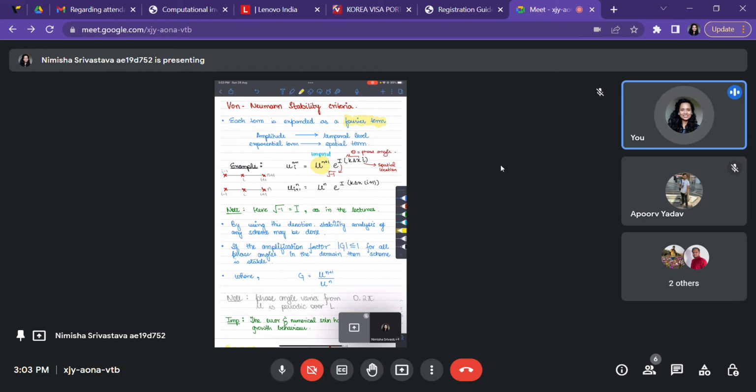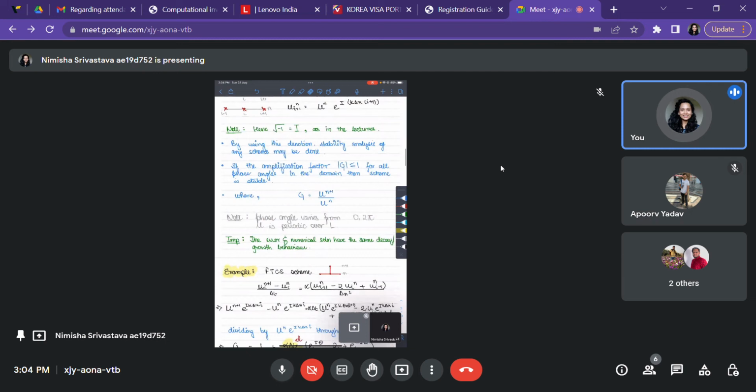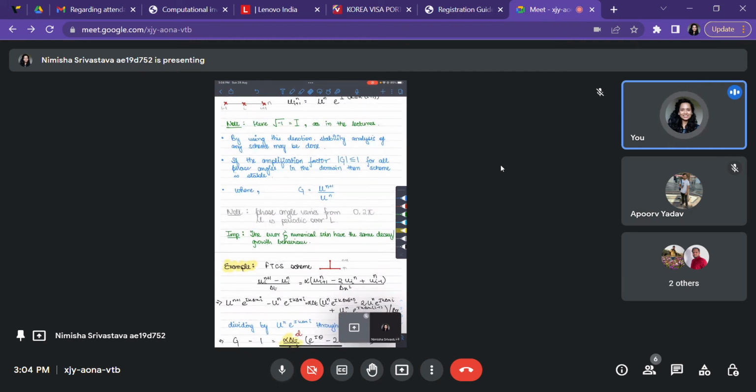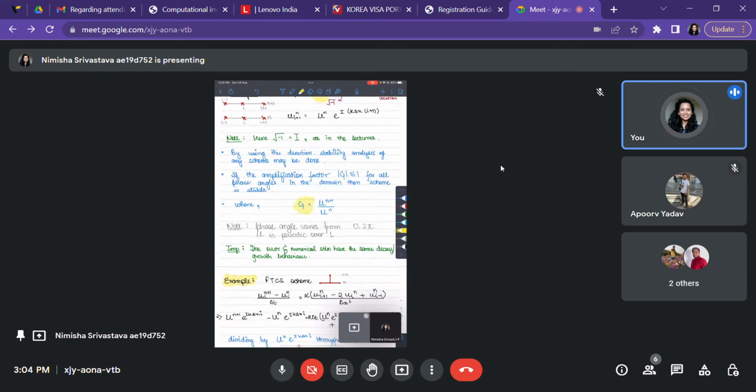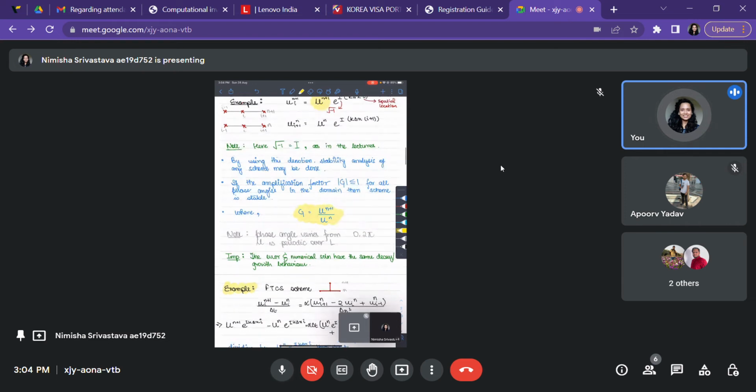Essentially what we did is that we broke down our term into a temporal as well as a spatial representative term. And by using this notation, stability analysis of any scheme can be done. So our objective is to get this amplification factor, that is u at n plus 1 by u at n. You can see this is a relation between temporal terms. Now you might be wondering why we are taking this as the amplification term, and why we are requiring it to be less than or equal to 1.